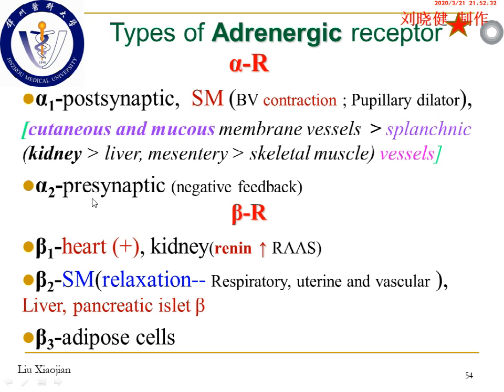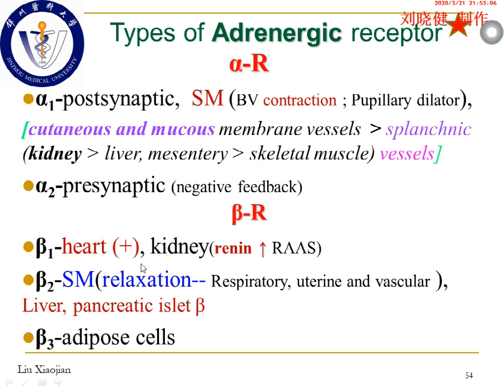Alpha-2 receptor is mainly located in the presynaptic membrane. Once it is activated by the norepinephrine neurotransmitter, it often induces a negative feedback in the regulation of neurotransmitter release. So once this alpha-2 is activated by norepinephrine, the release from the neuron terminal can be decreased. This is a function of alpha-2.